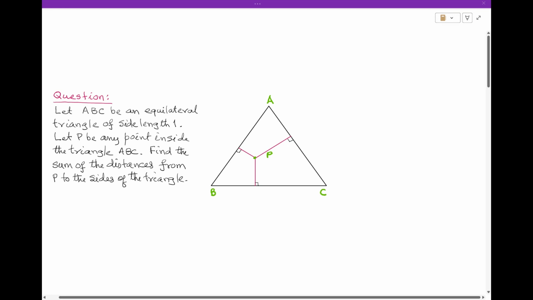Let ABC be an equilateral triangle of side length 1. Let P be any point inside the triangle ABC. Find the sum of the distances from P to the sides of the triangle.